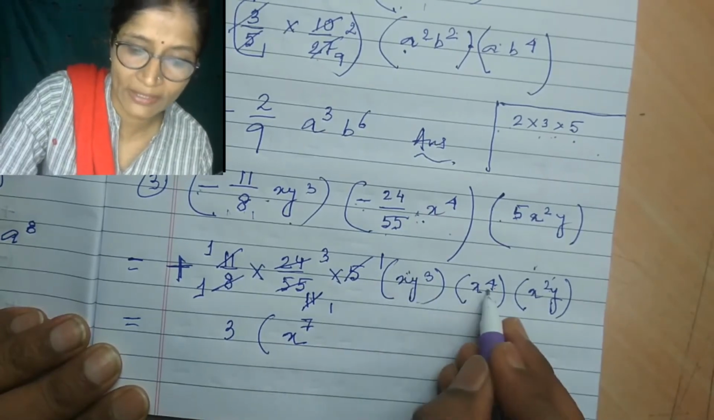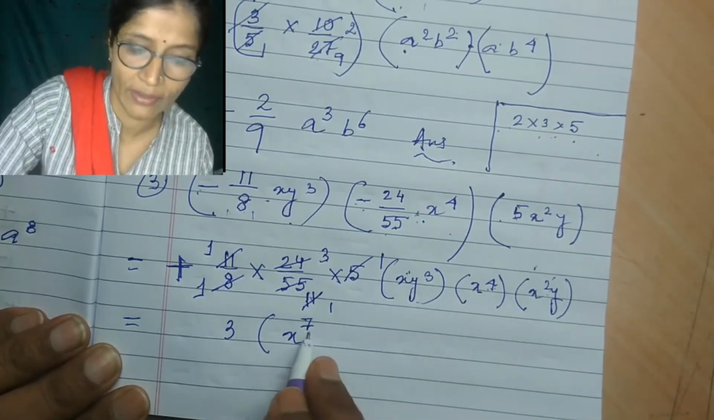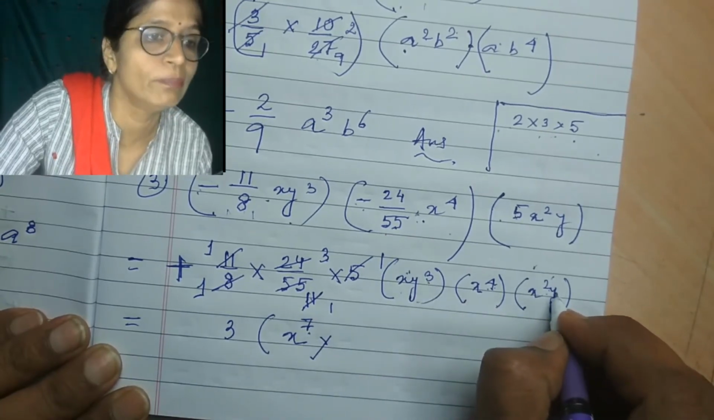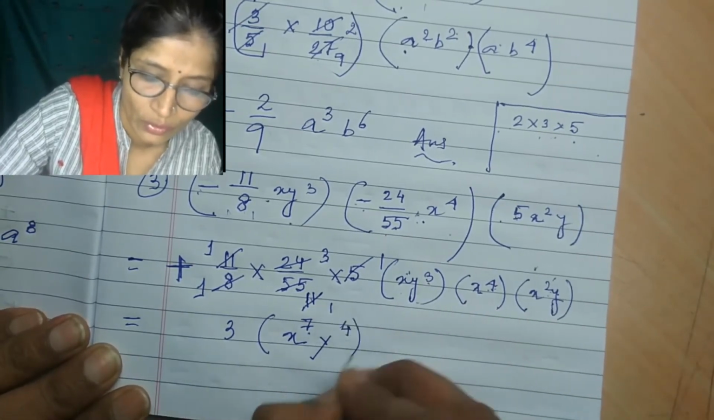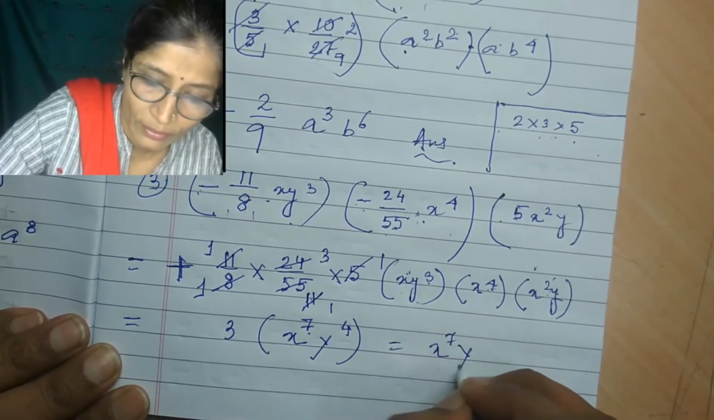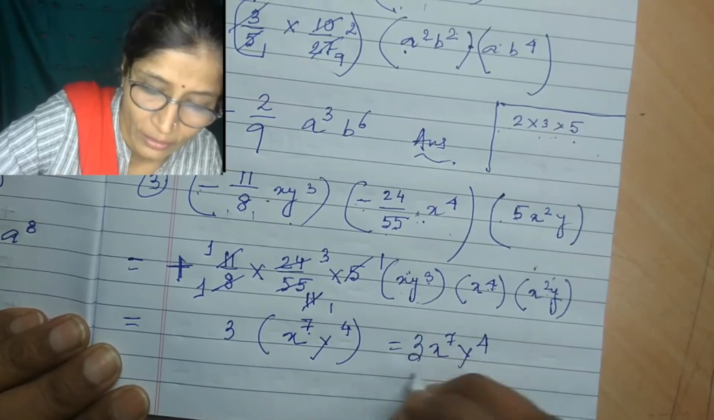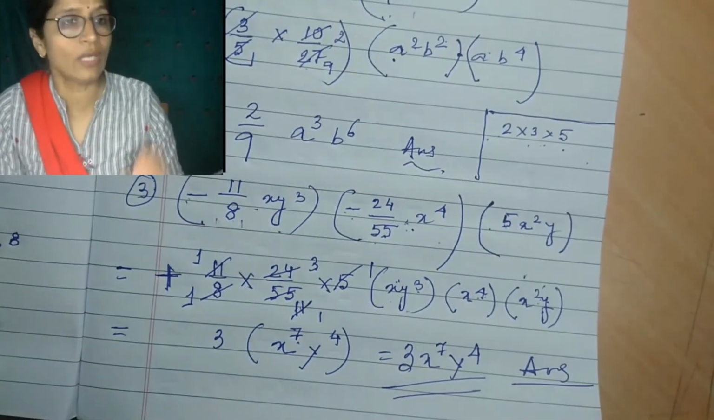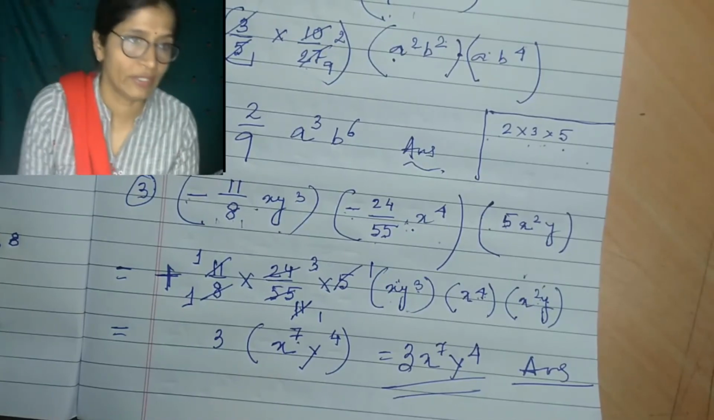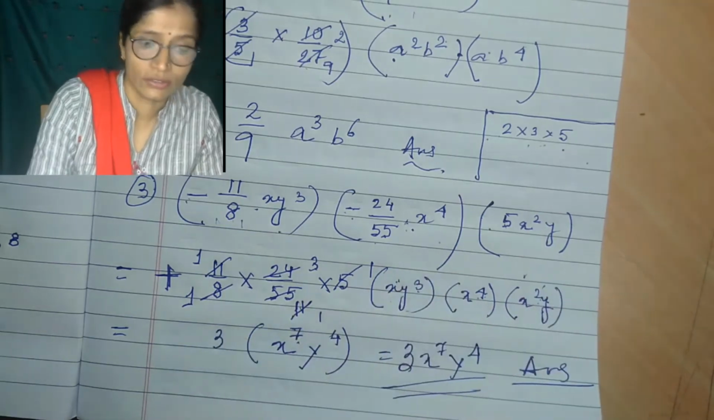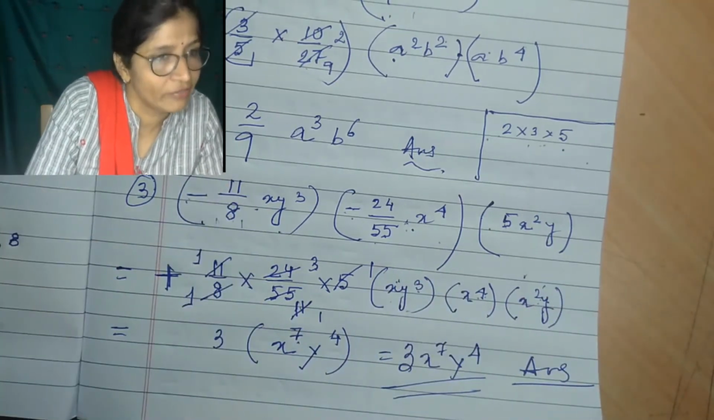Because 1 plus 4 plus 2 is 7. And y to the power 3 is here and 1 here. So 3 plus 1 is 4. So your answer is x to the power 7, y to the power 4, and this 3 as the numerical coefficient is the answer. So this is all about how you multiply a monomial with a monomial.